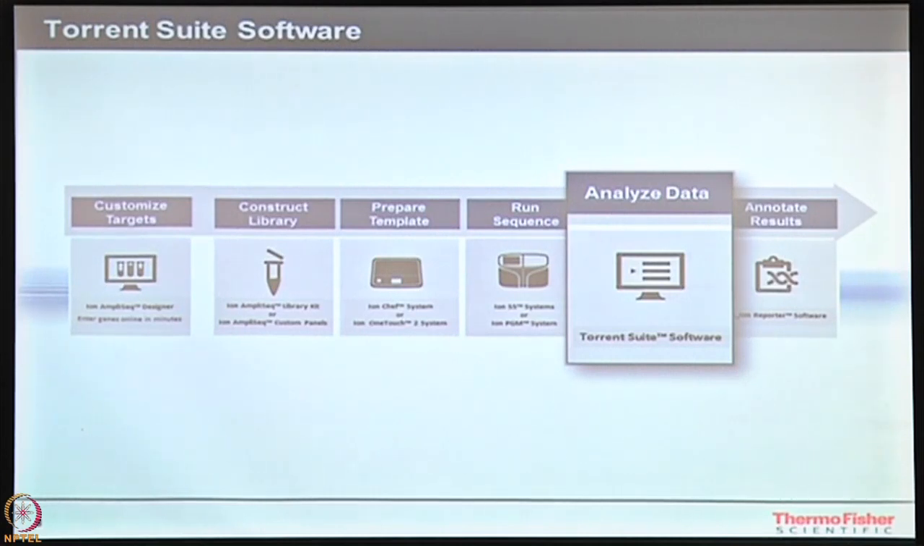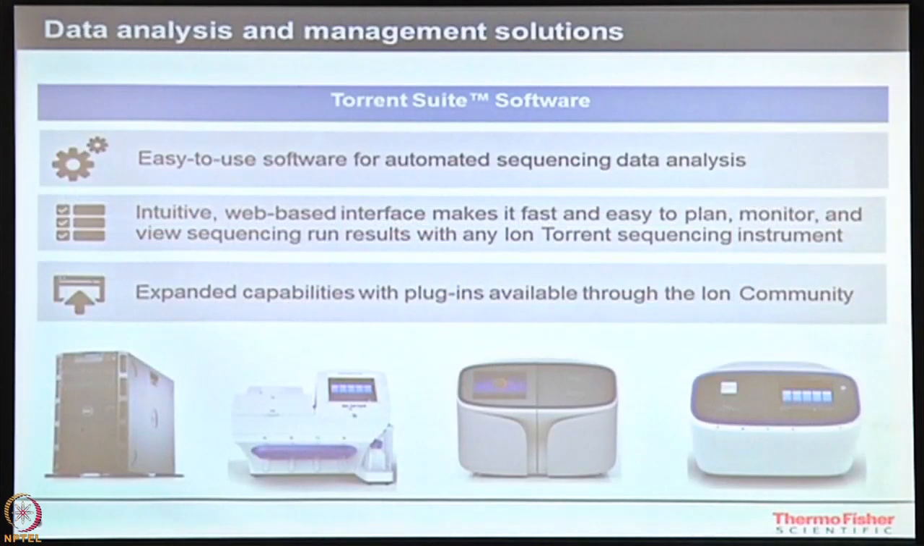For that, we have a tool called, sorry, I just explained a lot of things about the Torrent Suite software. Just to put it in a shorter way, you have something like automated sequencing data analysis. The interface is web-based, where you can easily go into a website and go through the runs, reports, download the reports in PDF, and run different plugins that are available for doing analysis, okay?